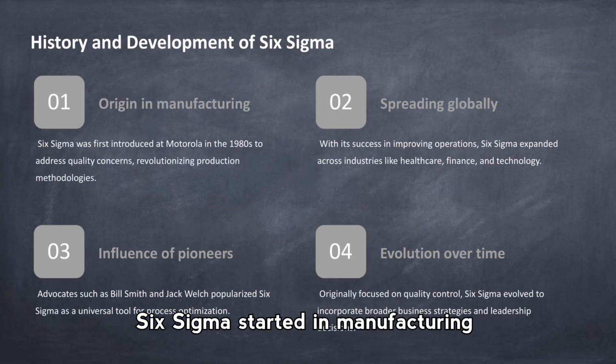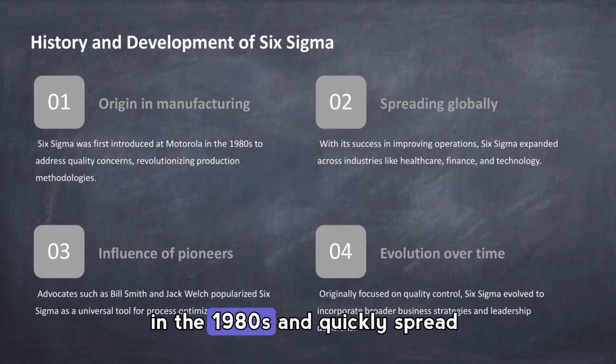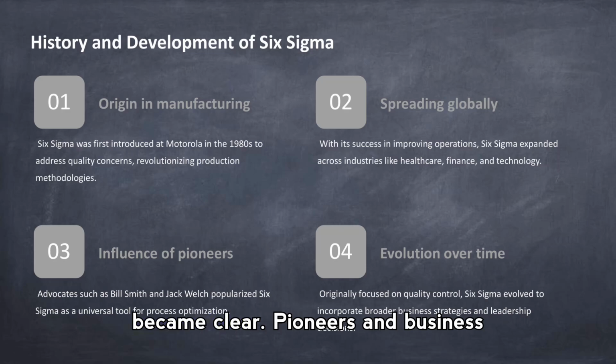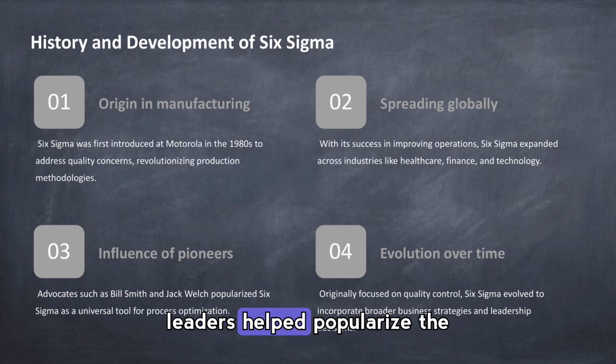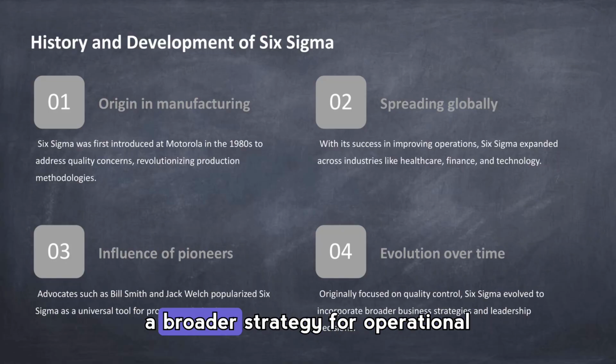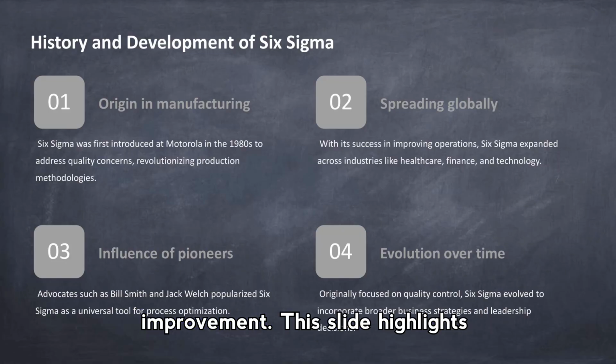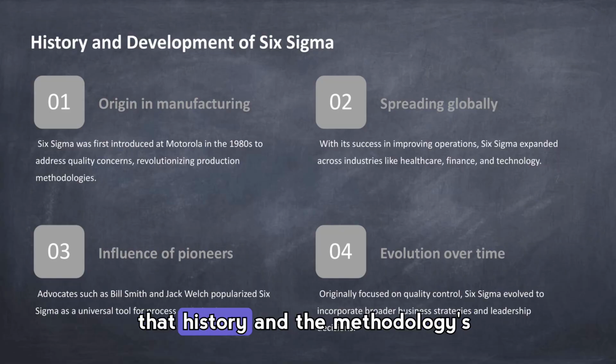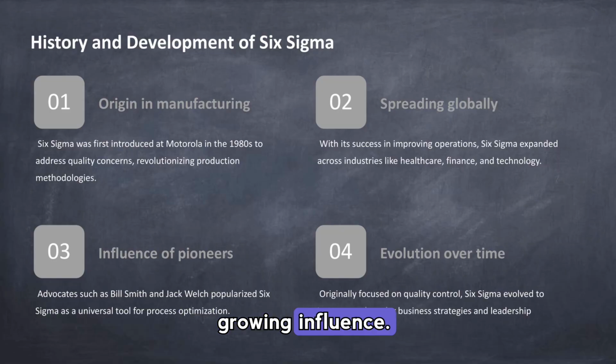Six Sigma started in manufacturing in the 1980s and quickly spread across industries as its results became clear. Pioneers and business leaders helped popularize the approach, and over time it evolved from a strict quality control tool into a broader strategy for operational excellence and leadership-driven improvement. This slide highlights that history and the methodology's growing influence.